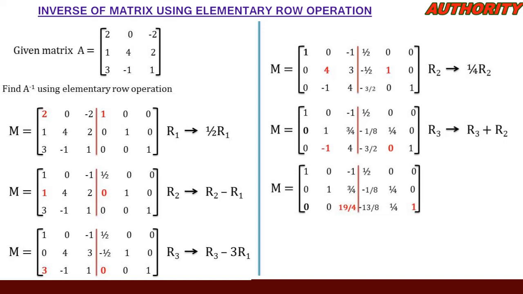Alright, the next number in row 3 is 0. So we're going to say this number plus the number in row 2, which is 1 all over 4. So 0 plus 1 all over 4 is going to give you 1 all over 4. Alright? Yes.